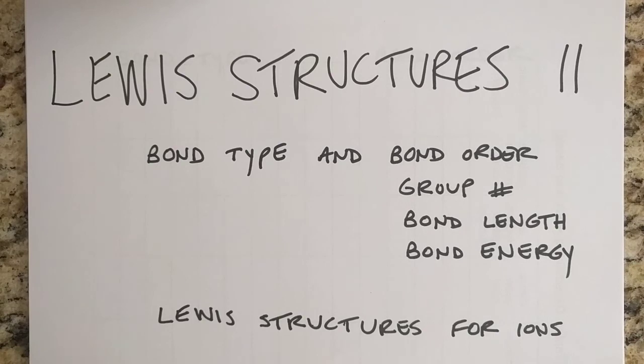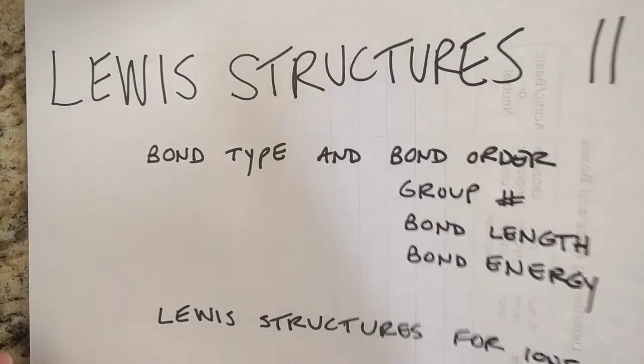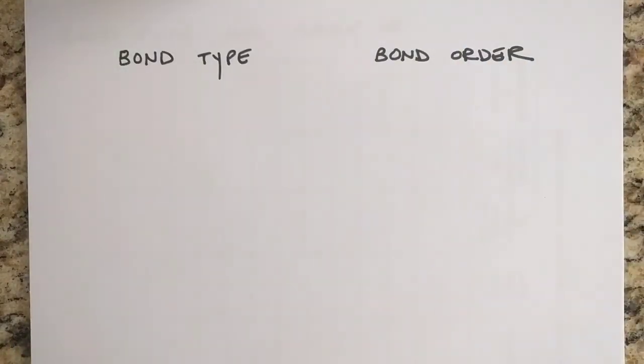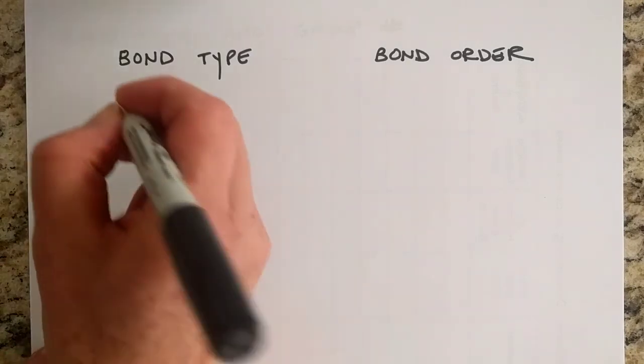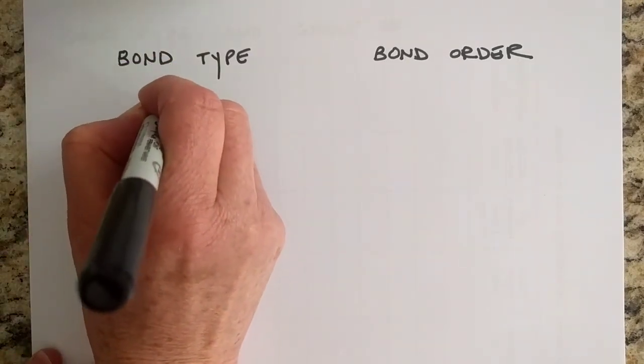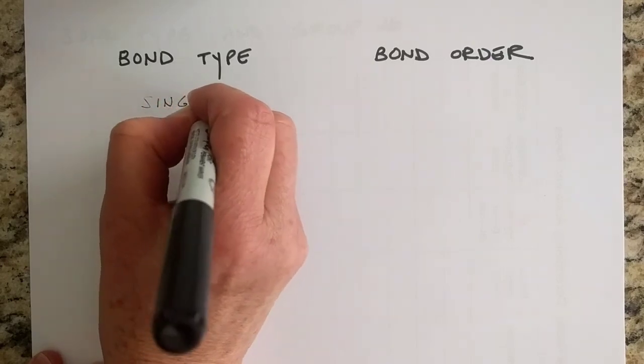So if you don't have one out already, I would suggest that you pause the video and get a periodic table. All right, so we're going to start out with bond type and bond order. So our bond types are single, double, and triple. So we'll start out with a single bond.